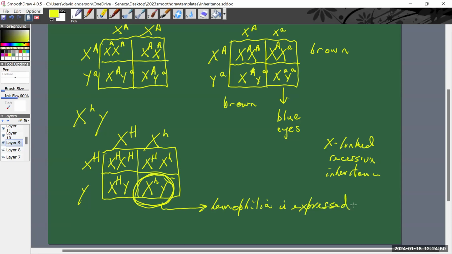That is going to express hemophilia. This is a blood disorder that prevents proper clotting from occurring. So they're exposed to bleeding episodes. And the blood cells are very fragile.